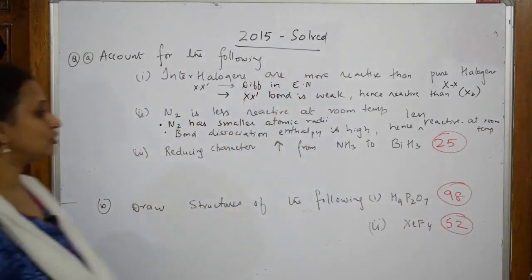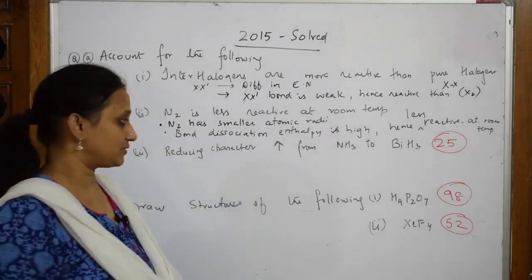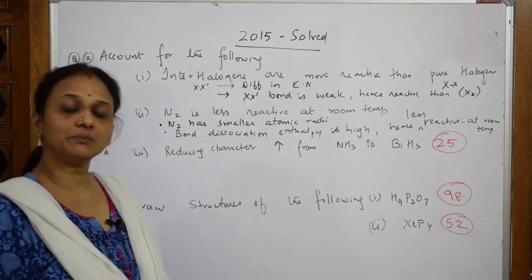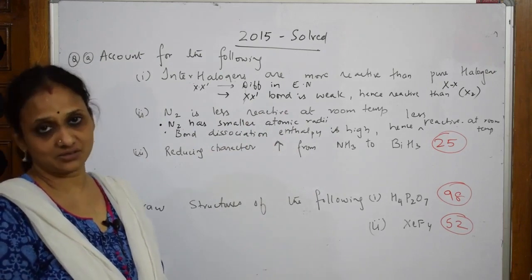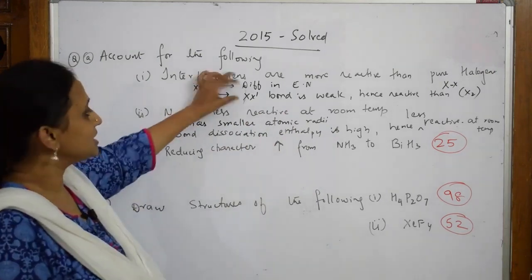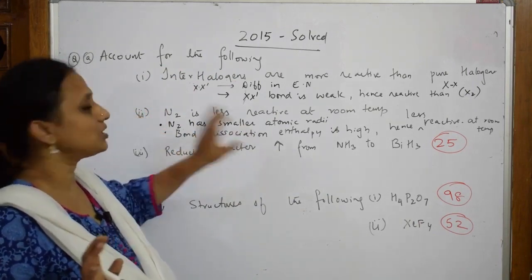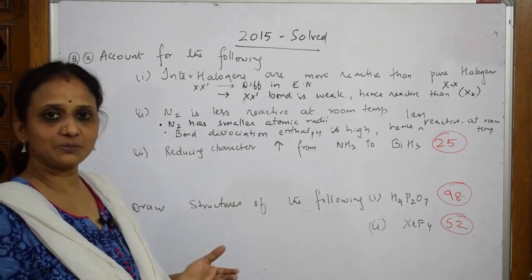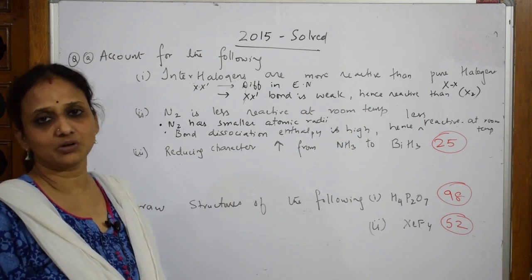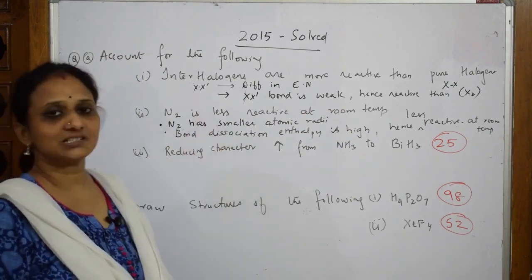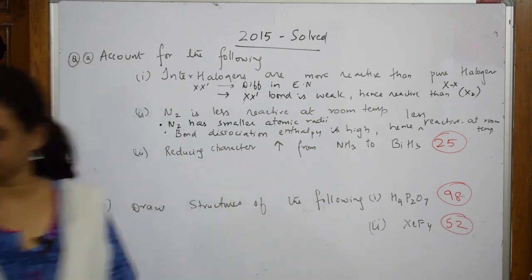Now, reducing character increases from ammonia to bismuth. I did this in video number 25. So I already explained this. Remember, the main reason for me doing the board papers is I'll be giving you the keywords which you should write in the answer. That's the main concept. So all these are keywords. Don't write big chapters and lessons or histories. Only thing is keyword: smaller atomic radii, bond dissociation enthalpy is high. I require a lot of energy, so it is less reactive. Every time I can't apply energy to break the bond and make it reactive. So nitrogen is less reactive. This is how you should write. So that's the main reason for me doing the board papers.